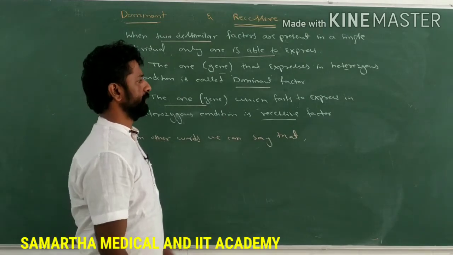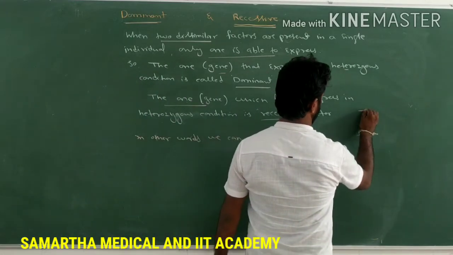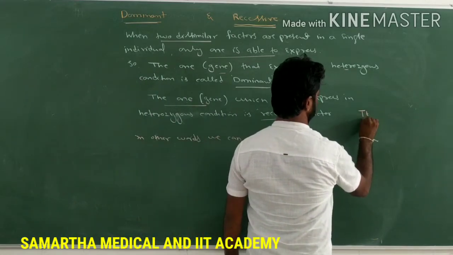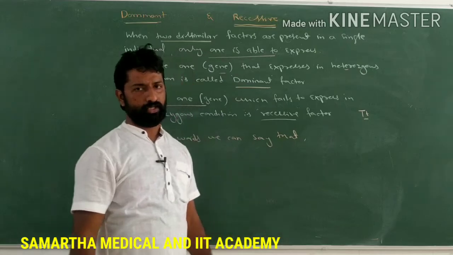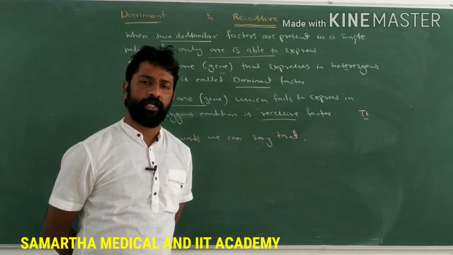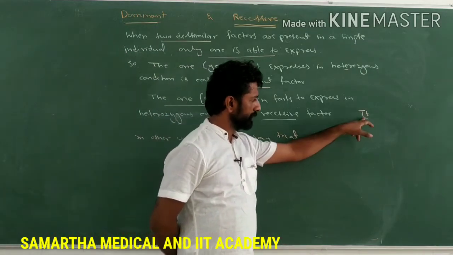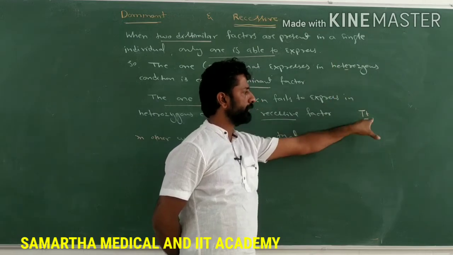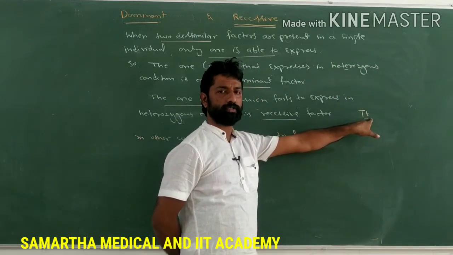Say for example, the heterozygous condition is capital T and small t, which means the plant is in heterozygous condition. So which one gets expressed here? The plant will be tall even though it contains one allele coding for the dwarfness.